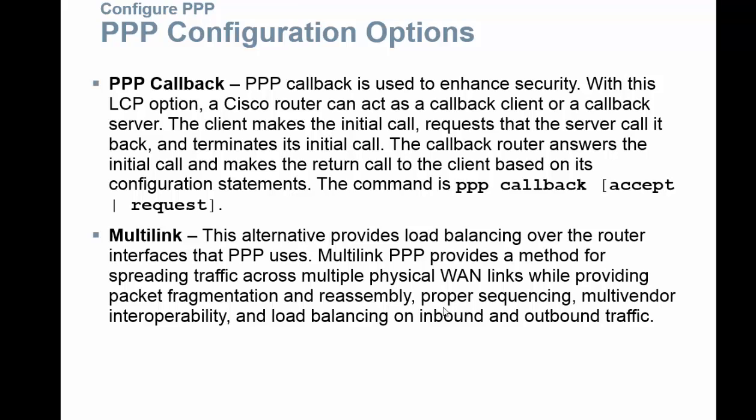Multilink is an alternative. It provides load balancing over the router interfaces that PPP uses. And Multilink PPP provides a method for spreading traffic across multiple physical WAN links while providing packet fragmentation and reassembly, proper sequencing, multi-vendor interoperability, and load balancing on inbound and outbound traffic.